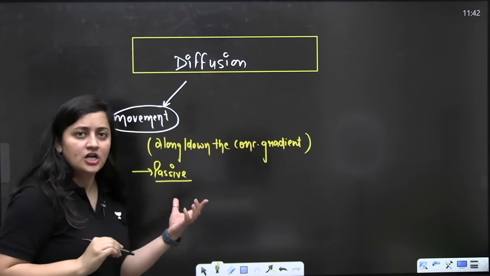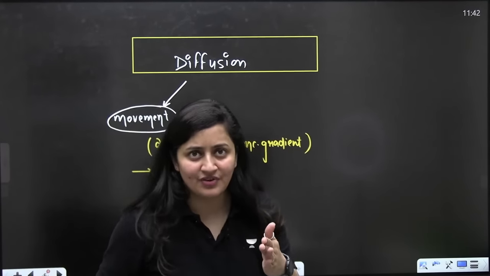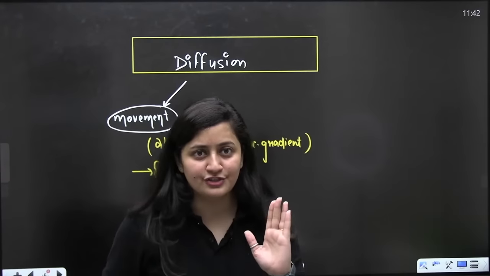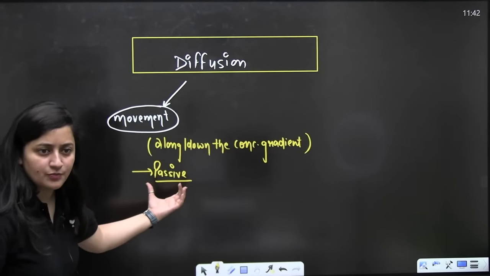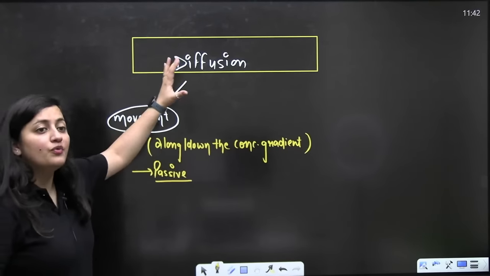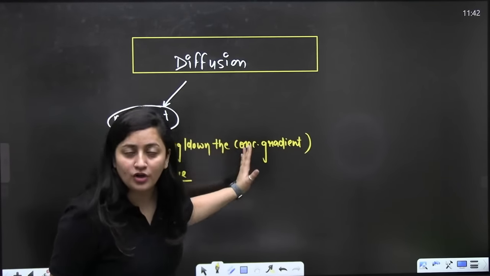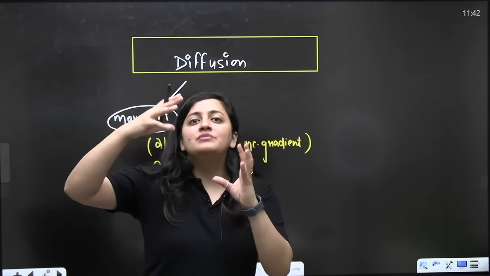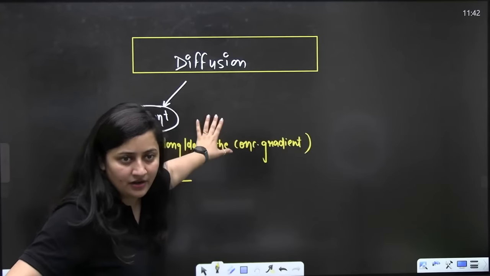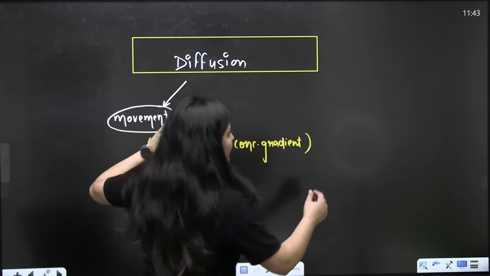The first point clear? So along the concentration gradient, the things will move, right? But no energy is used here, right? So obviously, what will we mention? The passive transport. So when it is simple diffusion, we are not talking about the carrier proteins, right, bachche? So we cannot say that there can be some protein inhibitor that can inhibit it.